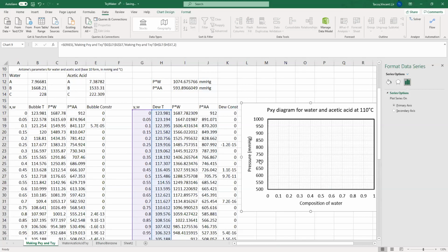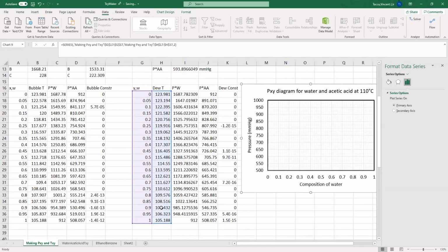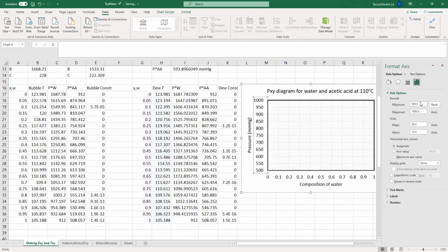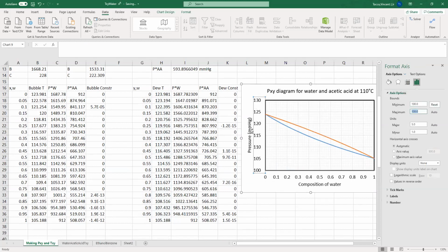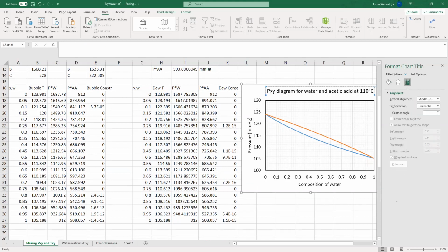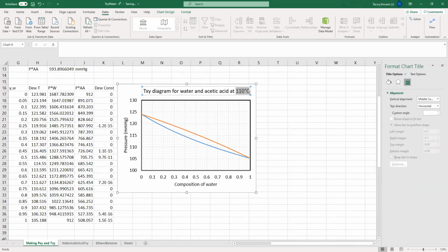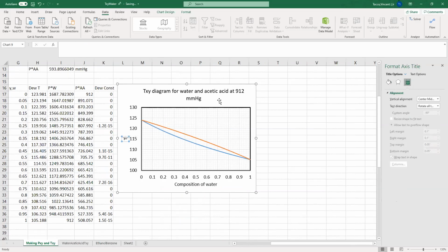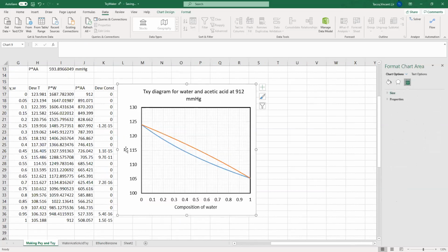Now you might say, well, where did my graph go? And that is because all my temperatures are of the order 100 to 130. So I just need to right click, format axis, and I'll start at 100. And I'll go to 130, which looks good. There we go. And then the only other thing I have to do is change my heading. So I have a TXY diagram for water and acetic acid at 1.2 atmospheres or 912 millimeters of mercury, equivalent statements. As long as you're specific about what unit you have, it doesn't have to be atmospheres. My y-axis is temperature in degrees C. And I'm just going to change these colors to black, and I am complete.